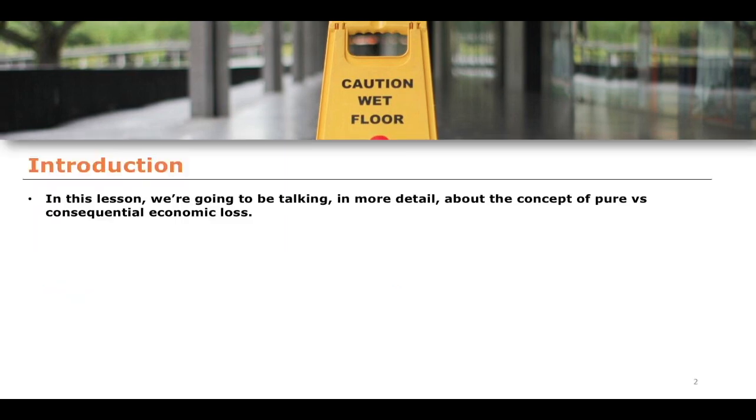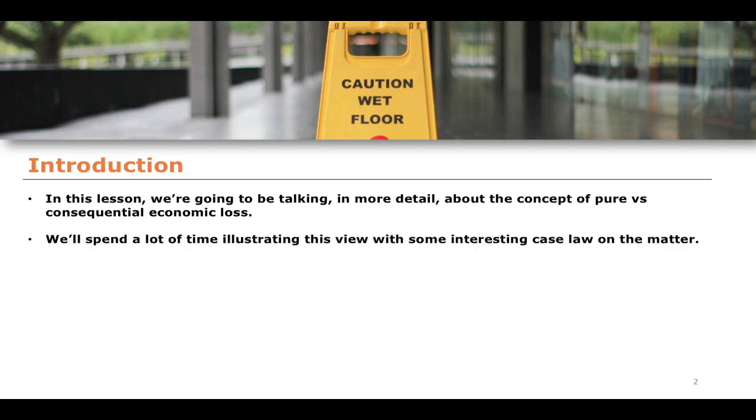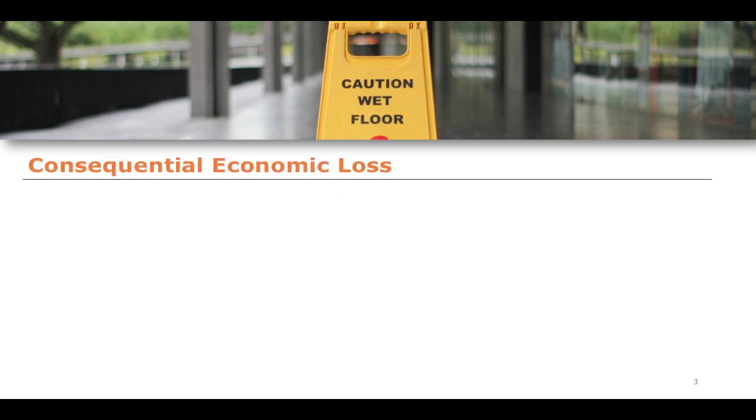So this is really a lesson about the distinction between pure and consequential economic loss, the ways in which you can claim for consequential economic loss versus the ways in which you can't claim essentially for pure economic loss. We'll be examining and illustrating the view of consequential economic loss with some interesting case law on the matter. The main case is going to be the Spartan Steel case, which I'm sure for most people is not going to be a surprise. It's pretty much the landmark case that you have to know for this area of the law. And so we'll get to that at the end of this lesson.